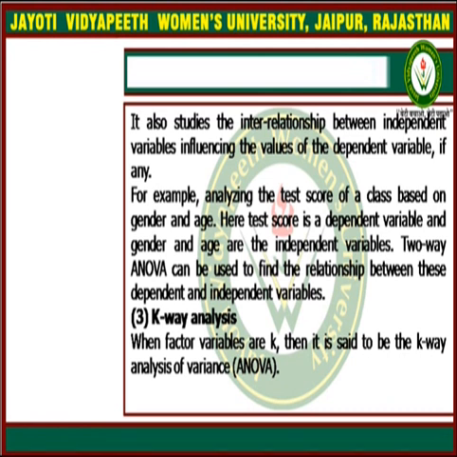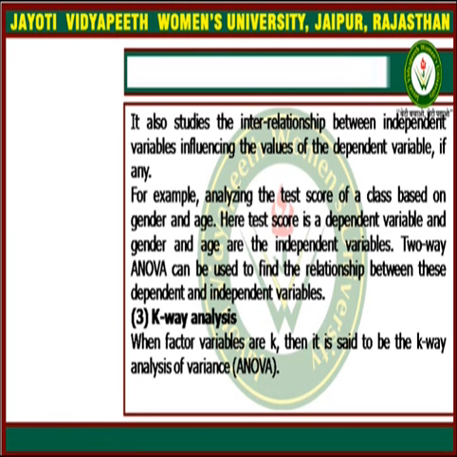For example, analyzing the test score of a class based on gender and age. So in this example we have to analyze the test score of a class based on gender and age. There are two independent factors, gender and age, and one dependent variable, their test score. So two-way ANOVA can be used to find the relationship between these dependent and independent variables. That means what will be the effect of gender and age on the test score.